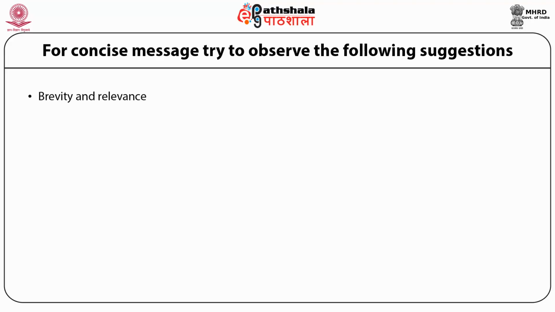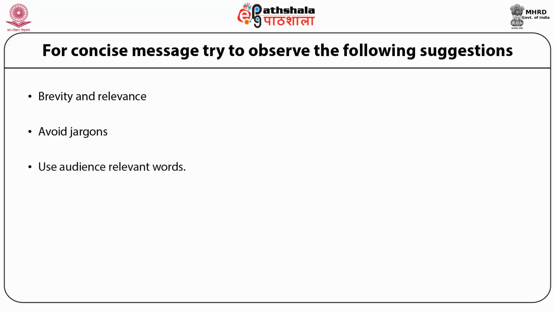First is brevity and relevance. The quantum of information should be provided on the basis of needs and expectations of the receiver. Second, avoid jargon. Jargon refers to words that are subject specific. Avoid jargon as it confuses rather than increases understanding.